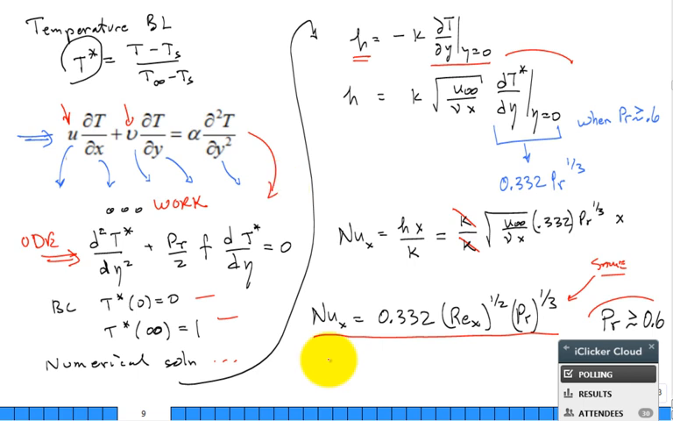Let me ask you this. What does this Nu stand for right there? What is that? Nusselt number. What does the little x subscript indicate? Local Nusselt number. How about if somebody said h with a subscript x? What does that mean? Local convection coefficient. These correlations are for the local values.